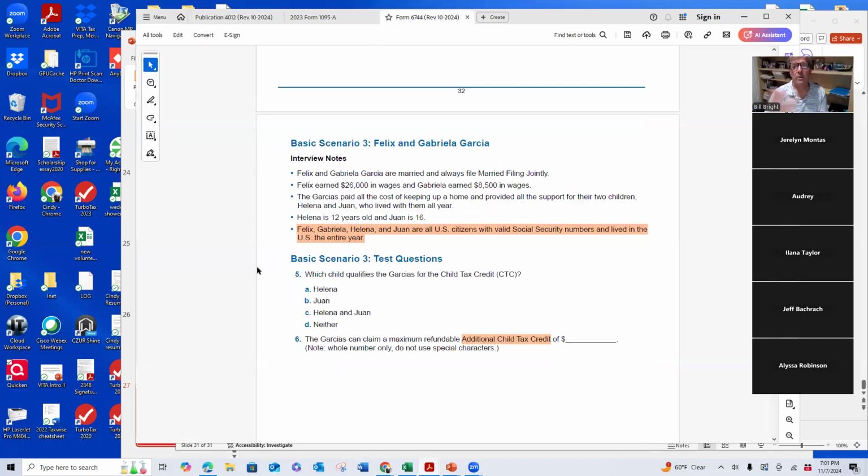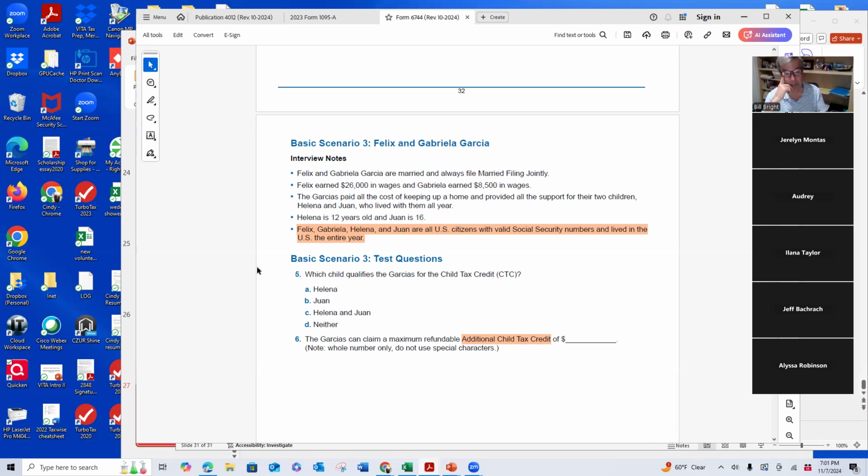And then I just want to bounce through and try to work in some of what I've droned on about for an hour and 4 minutes with some of the questions on the basic exam. So in basic scenario 3, this is Felix and Gabriella. They filed married filing jointly. There's their wages. They have 2 kids, Helena is 12 and Juan is 16. They're all U.S. citizens. They all have valid Social Security numbers.